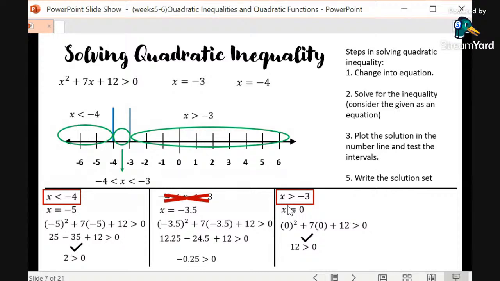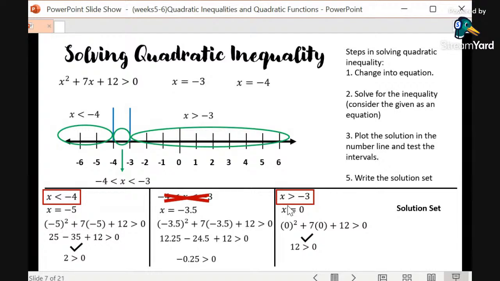So now we are done testing the interval. So tapos na tayo mag-test. So na-test na natin yung tatlo at yung isa nga ay hindi part. So paano tayo magsusulat ng solution set? So this is the solution set. Ito na yung pinaka-final part. Okay, so after this, we are done.